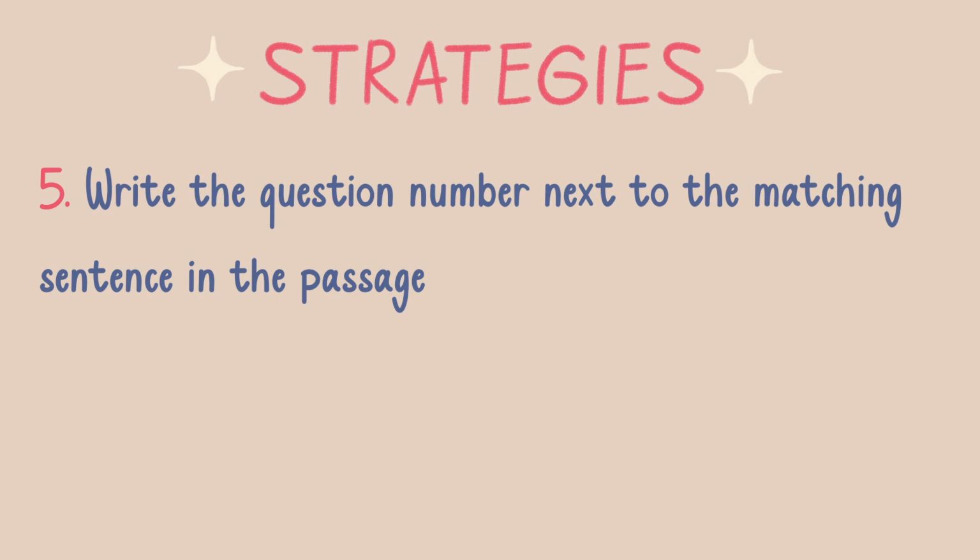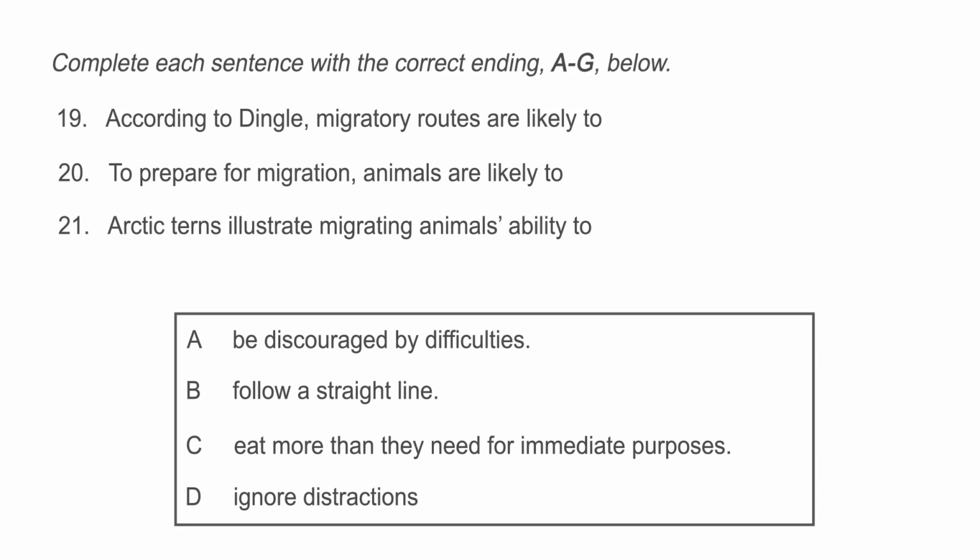Now let's start using these strategies to answer a sample question of a sentence completion. This is our question. We are given 3 questions here. The first step, as I said, is to find our keywords. For example, number 19, as you can see, according to Dingle, migratory routes are likely to. So we have the specific name here, Dingle. Dingle is a specific name. It's a very easy keyword that we can scan and find very easily. So this is our first keyword. So we answer 19 first.